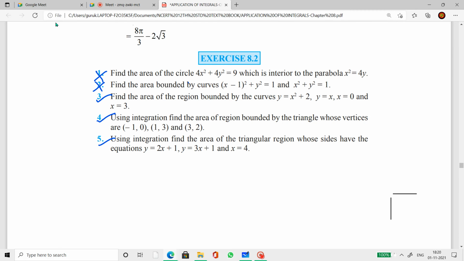This is question number 4, where using integration they want us to find the area of the region bounded by the triangle whose vertices are minus 1 comma 0, 1 comma 3 and 3 comma 2. Now for the academic year 21-22, since the area bounded by the curves is removed, like 1-2 questions are removed, the fourth question is very important. The fourth and fifth models are very important. Now, let's start the sum.